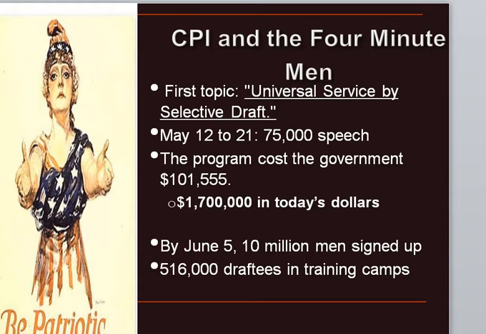It cost the government about $101,000. In today's money, it would be $1.7 million. A drop in the bucket as far as government spending is concerned. And it worked. By June 5th of 1917, 10 million men signed up. And this gave the United States 516,000 eligible draftees, which was a major deal.